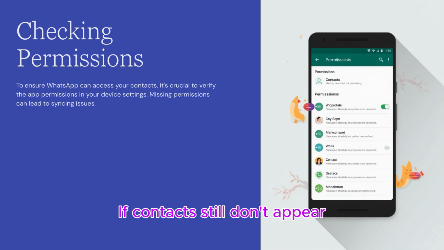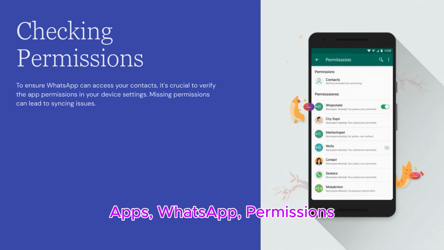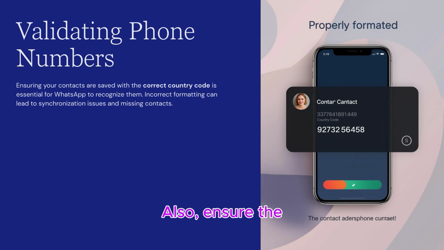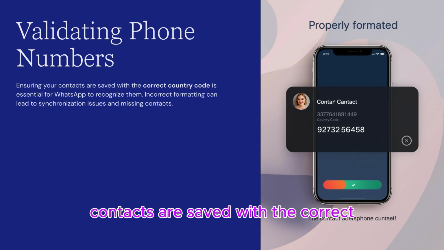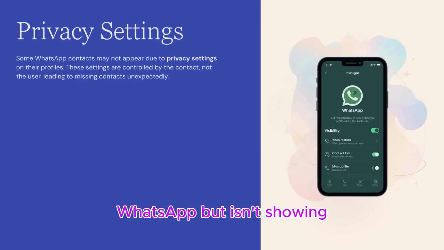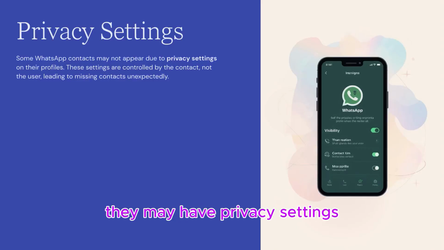If contacts still don't appear, check WhatsApp's permissions. Go to Settings, Apps, WhatsApp Permissions, and ensure Contacts permission is allowed. Also, ensure the contacts are saved with the correct country code in their phone number. If a contact uses WhatsApp but isn't showing, they may have privacy settings that hide them.